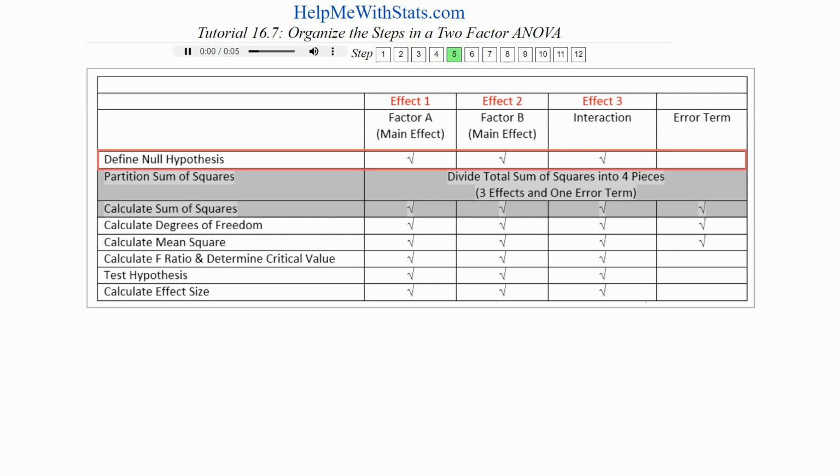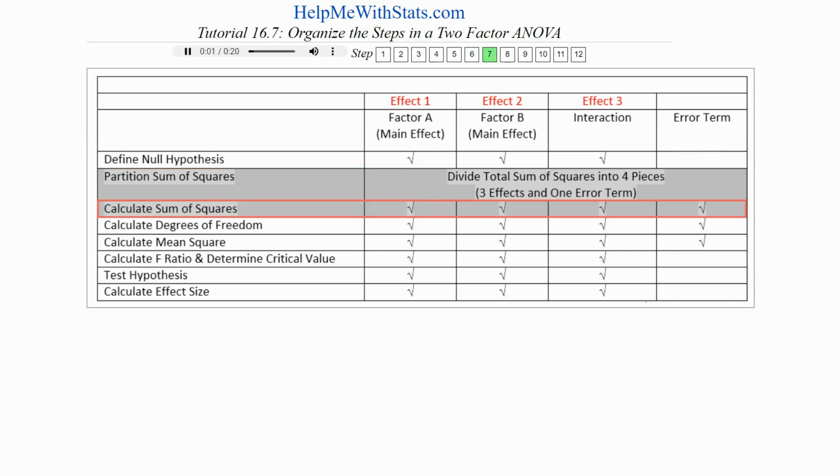Let's start by defining a null hypothesis for each of the three effects. Next, we divide the total sum of squares into four pieces. 1. The factor A sum of squares. 2. The factor B sum of squares. 3. The interaction sum of squares. 4. The within cell sum of squares, which is the error term.